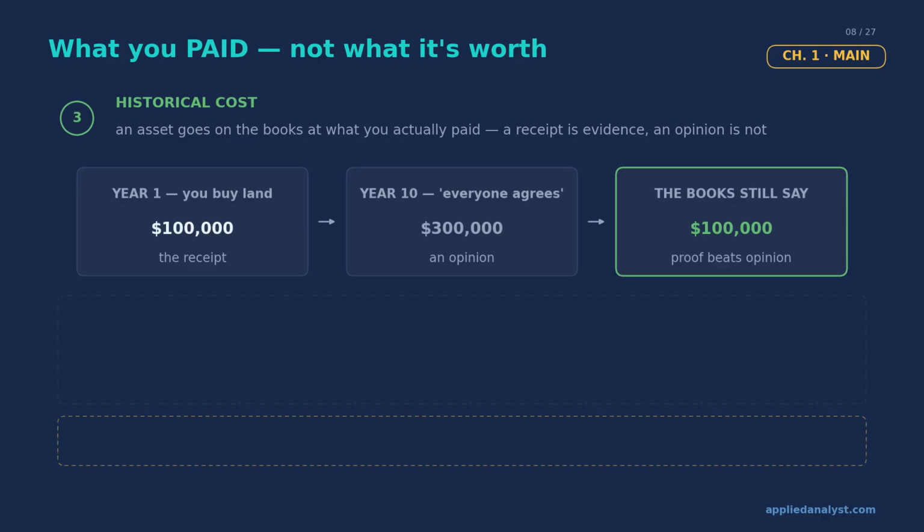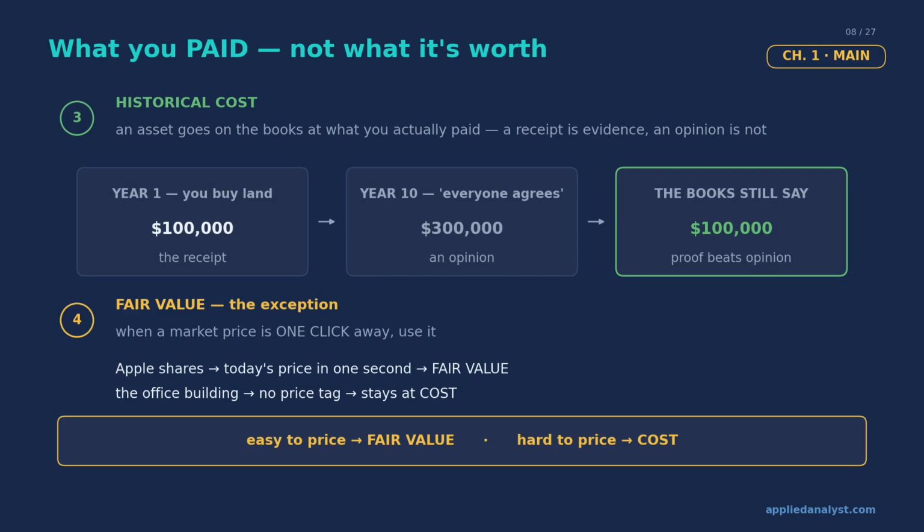Cost is about proof. Now the exception? Fair value. When a market price is 1 click away, use it. Apple shares? You can look up today's price in 1 second, so they're reported at fair value.